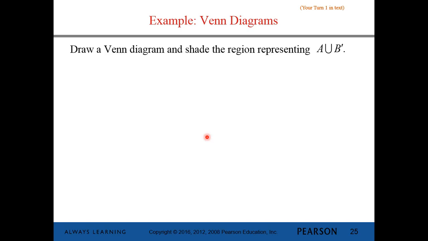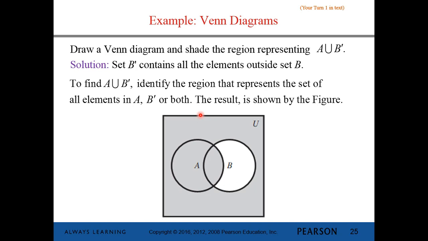Prove it to yourself. Now it says here, draw a Venn diagram and shade the region representing the set that represents A or not B. A union not B. So A or not B. So we want everything in A or not in B or both. Not both A and not B. And then we'll get rid of the duplicates. So we're pooling everything together. And the set not B contains all the elements outside of B, so outside of the circle.